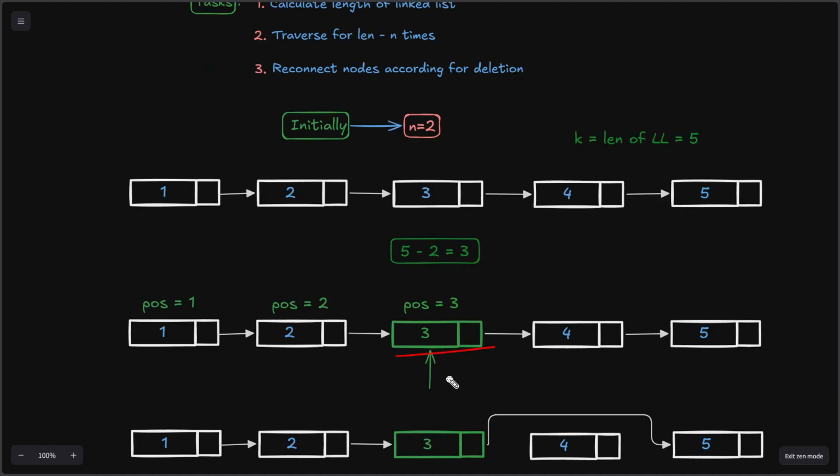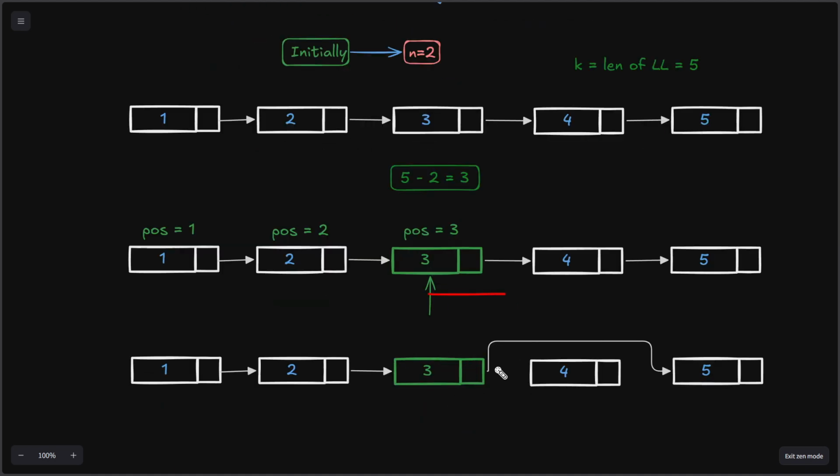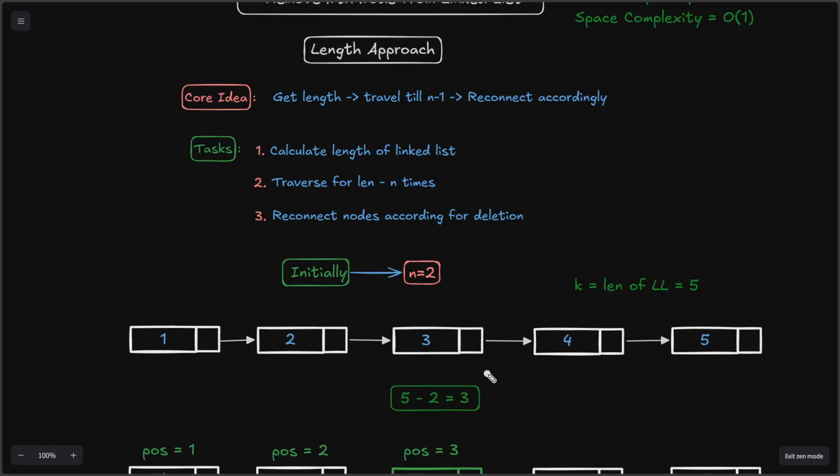Next, after reaching this position, I'm going to reconnect nodes according to this. Okay, so let's code this one. This is a very intuitive approach because you obviously know that you cannot traverse backwards in the linked list. So what you can do is calculate the forward position of node deletion.